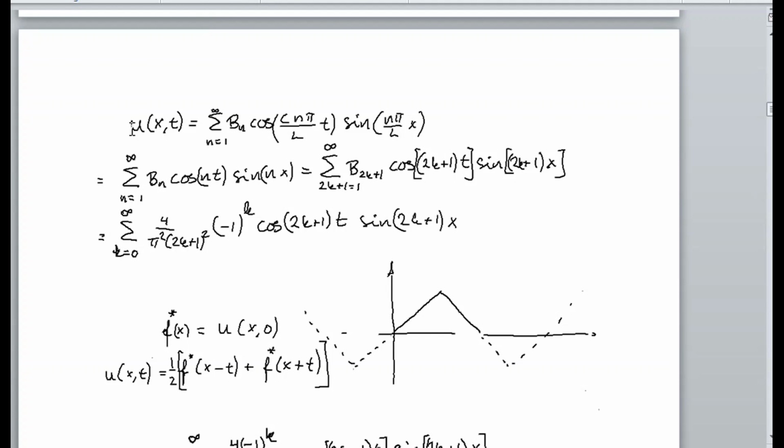We recall that the general expression for u, the displacement in position x at time t, is given by this infinite series. So what we have found in the example is the expression for Bn, and we may insert this. We know that L is equal to pi, so we get this expression, and we also know that Bn is 0 when n is an even number.